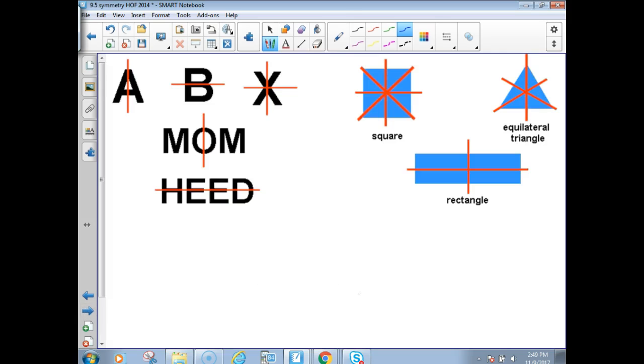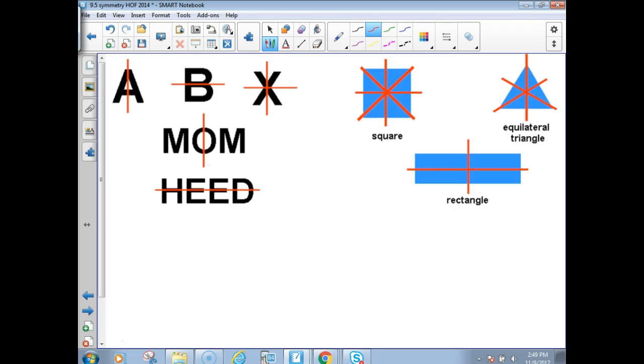All right. Now, you don't have these on your page. I just want to show you about some lines of symmetry. Some letters have a line of symmetry. A has a vertical line of symmetry. B has a horizontal line of symmetry. Murphy, you not do that for me. This has two lines of symmetry, a vertical and a horizontal line of symmetry, the X.